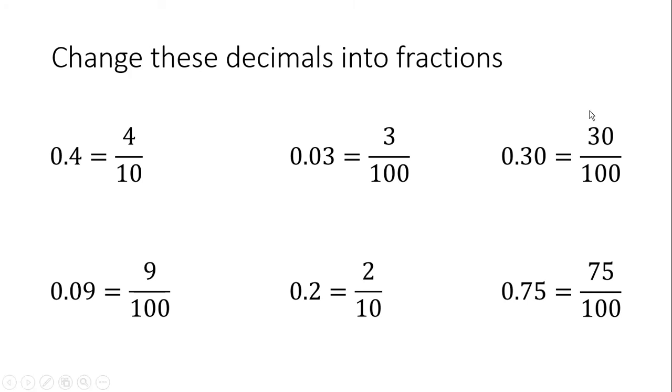Now, some of you for the top right over here may have written 3 tenths. 3 tenths is the same as 30 hundredths, but we want to represent it the way it's shown. So if you see the decimal going into the hundredths place, you need to write the fraction as a hundredth as well.